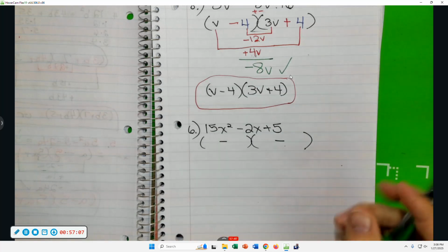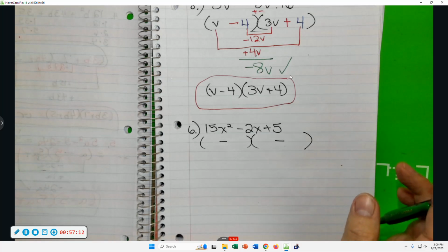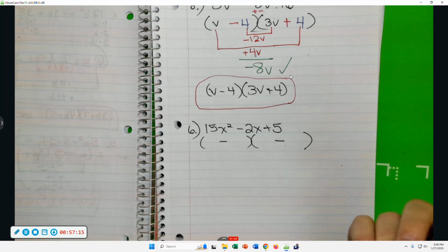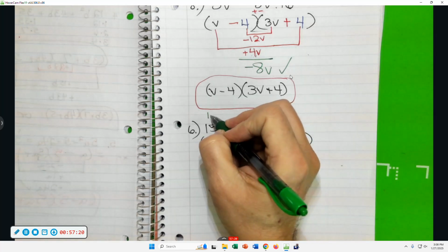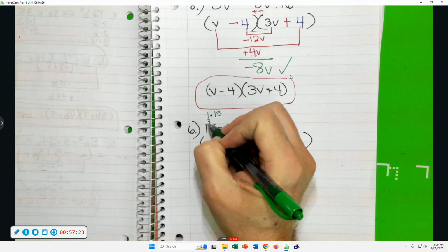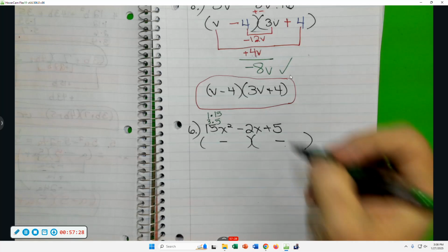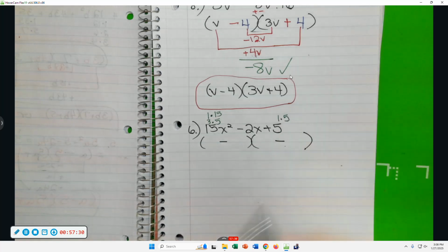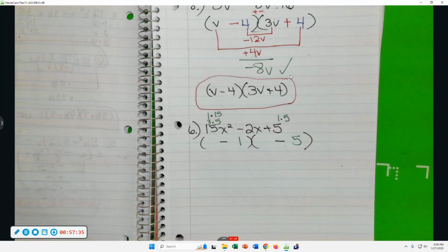15. What times what will give me 15? I can think of 2 pairs of positive integers that multiply to give me 15. 1 times 15, or 3 times 5. Now for 5, there's only one possibility. What is it? 1 times 5. I'll put the 1 times 5 there. Normally I fill in the first positions, but since there's nothing but 1 and 5, might as well just write it in and see what happens.